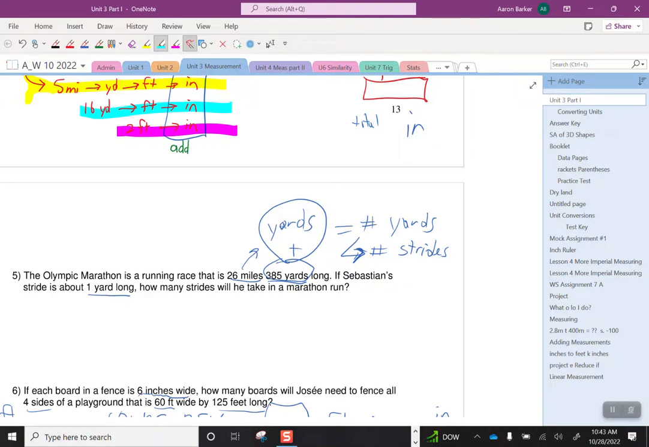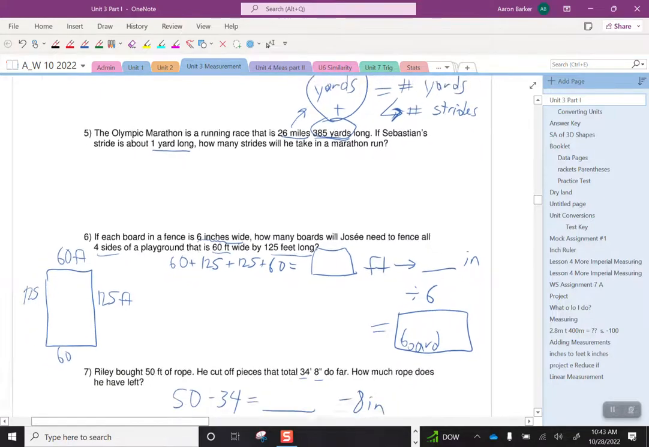But which one's slightly longer? Yep. Second one? Meter? You're right. The meter is slightly longer than the yard. Good job, Jason. One of my best students here.